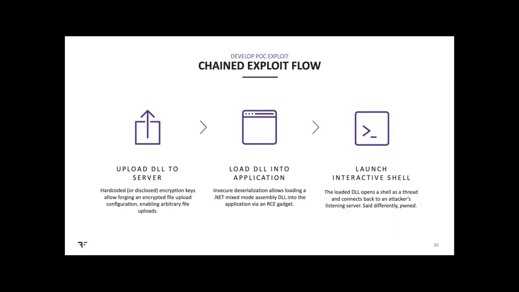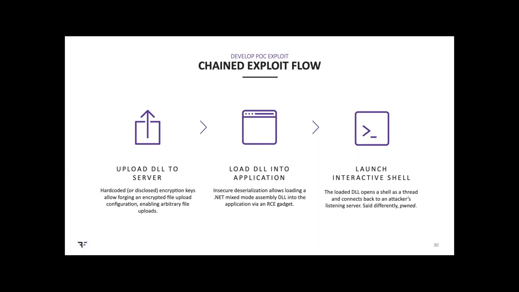I'm revisiting a slide here that I showed you near the beginning of this presentation, just to remind you of the exploit flow. We're first uploading a payload, our .NET Mixed Mode Assembly DLL, and then loading it into the application by using an assembly installer type while deserializing, and then finally getting an interactive shell.